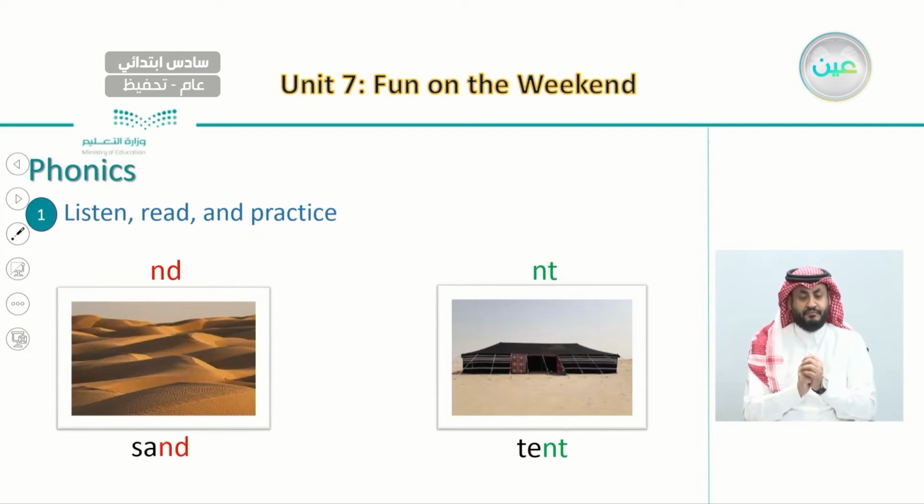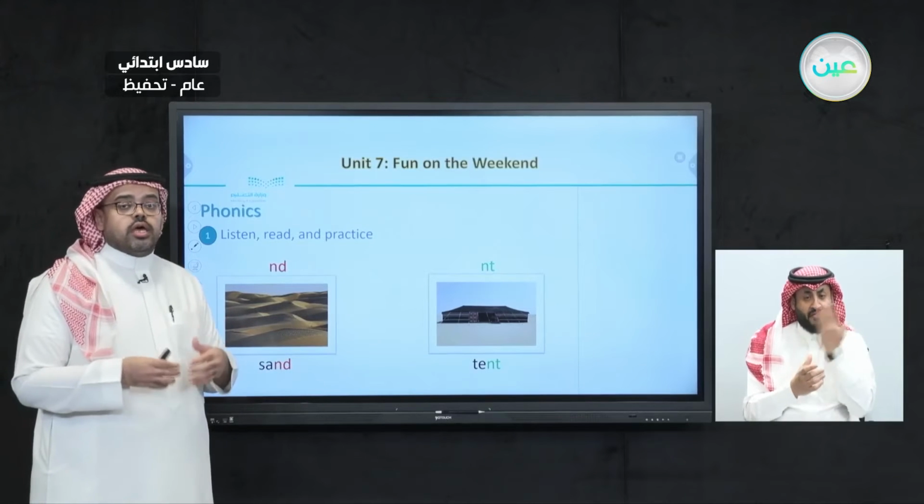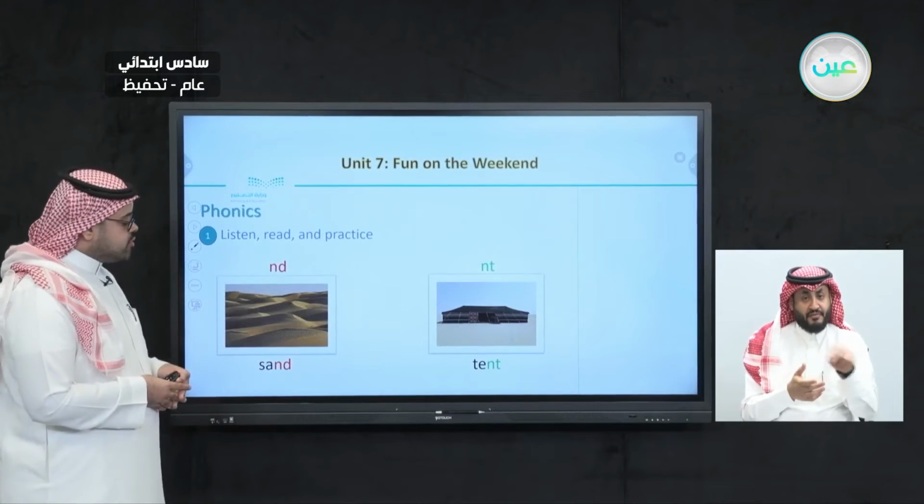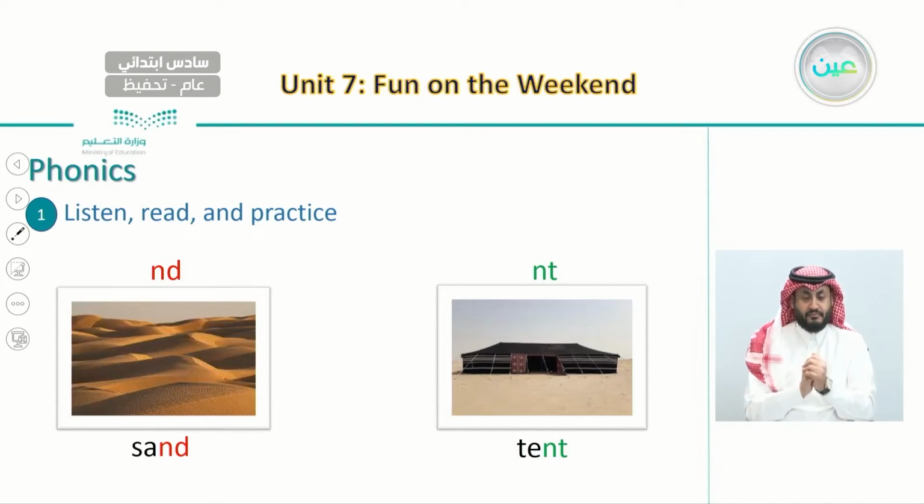So here, as you can see, we have a picture of a desert, and a desert is known for its sand, and also it is known to have a tent like this. So now I'm going to point at the word, and I would like you to read it and say it with me. The first word here is sand. Sand ends with the sound of ND. And the second word is tent. Tent ends with the sound of NT. So let's say it again.